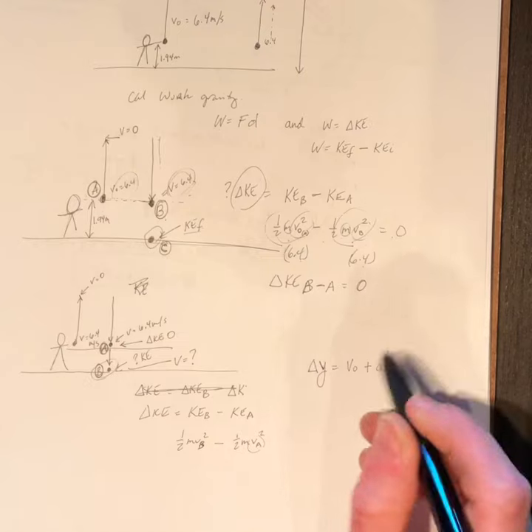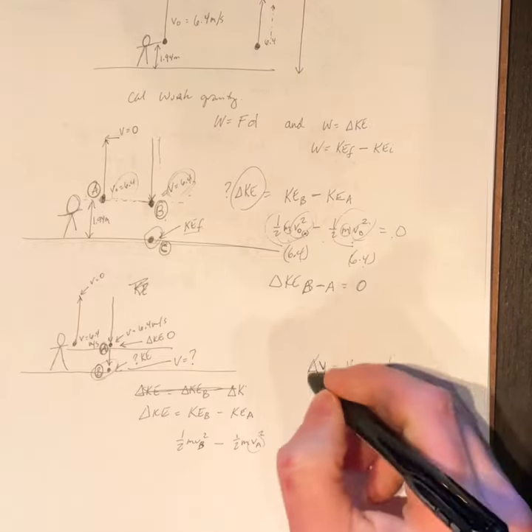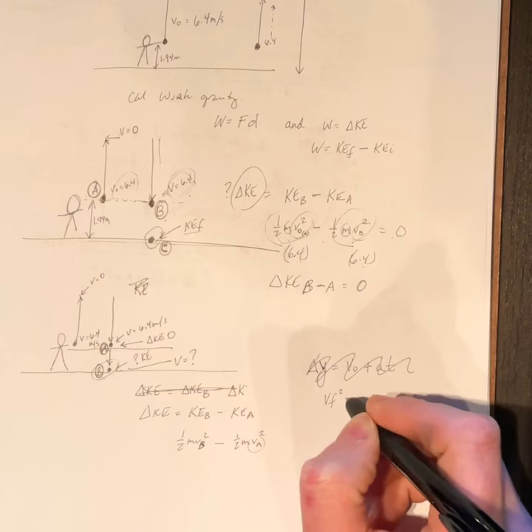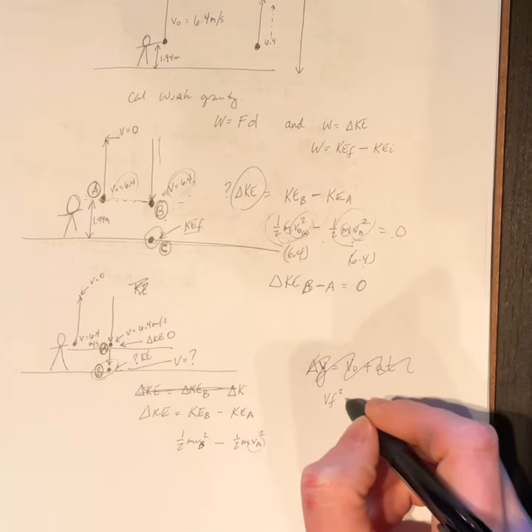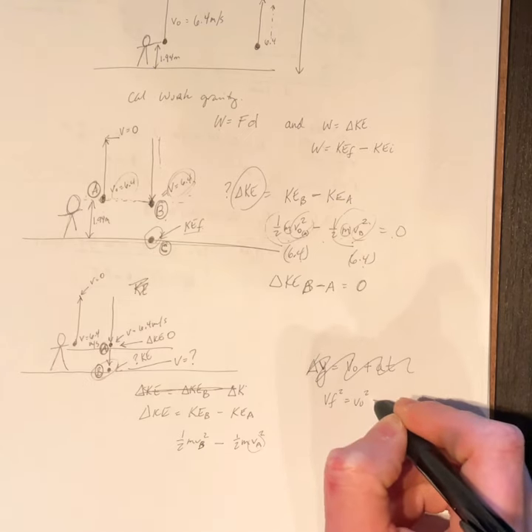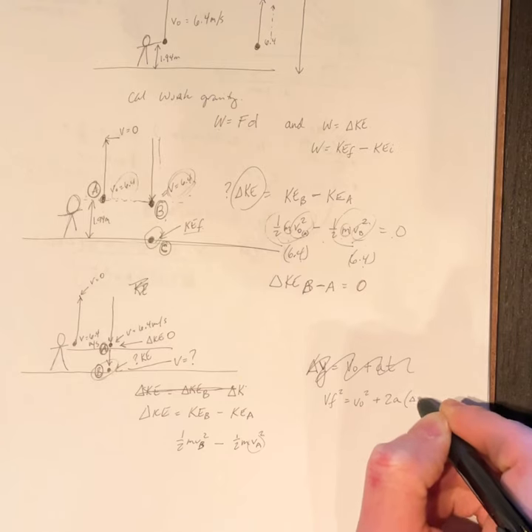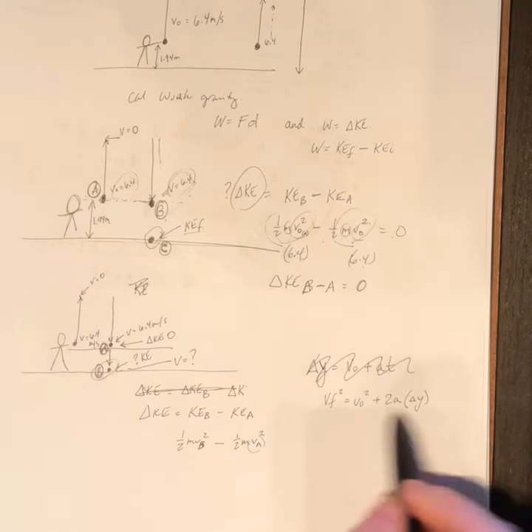Actually, this is probably not the best, so let's not use that. We're going to do V final squared. I'm trying to think of these off the fly. V final squared equals V naught squared plus 2A change in Y. We're going to use this kinematics equation.